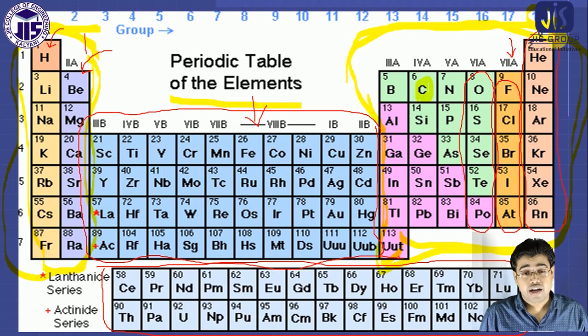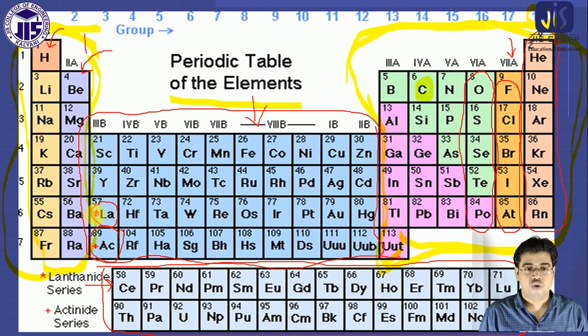Now here in the transition elements, there is another thing which you have to keep in mind. There are 2 places with star marks. The first one is the lanthanides. All the lanthanide elements are in the same place actually, that's why there is a star mark here.